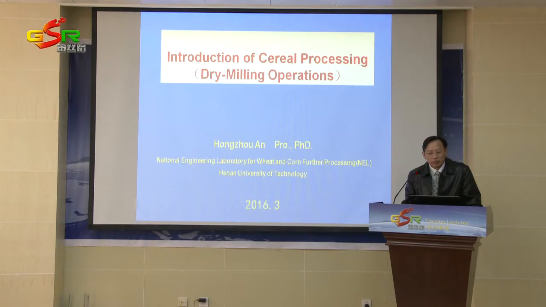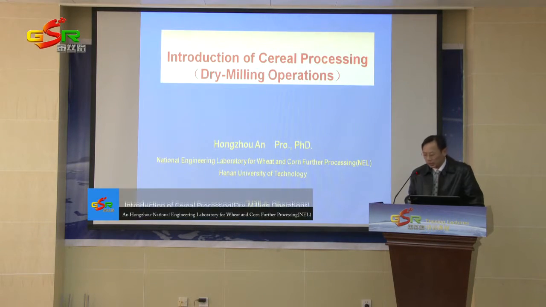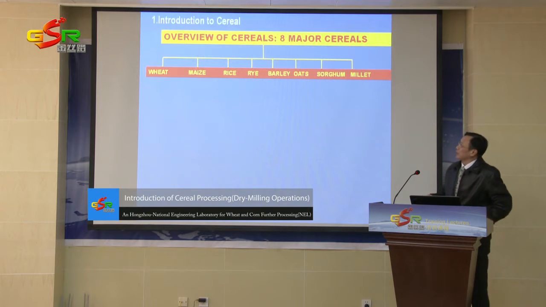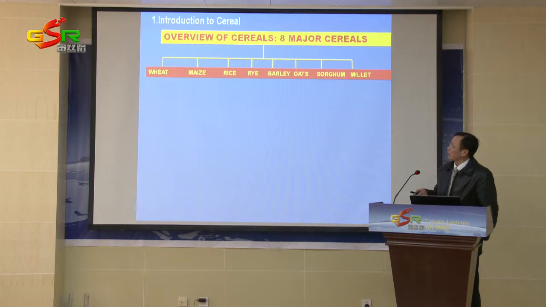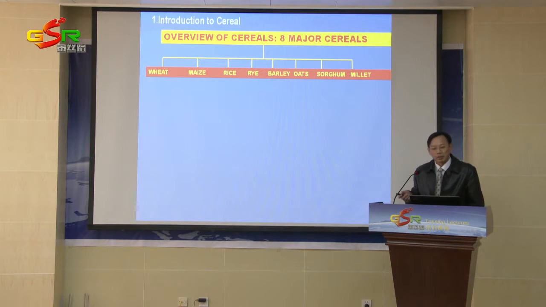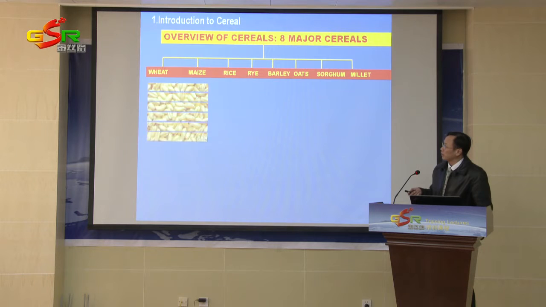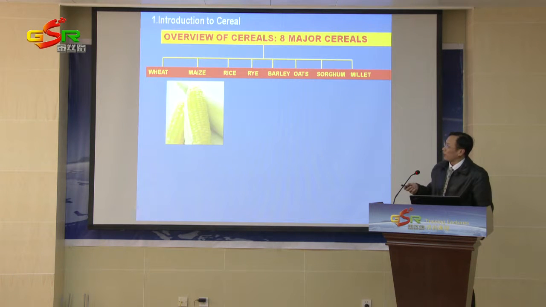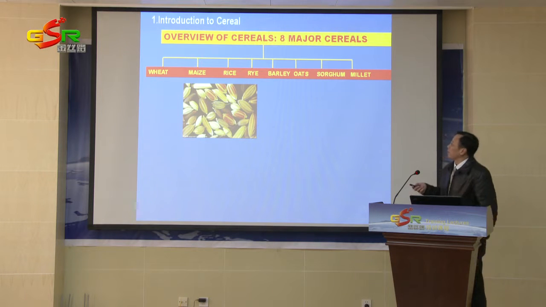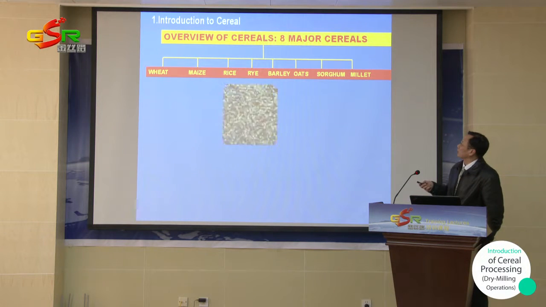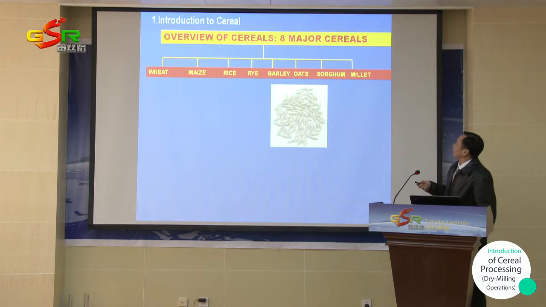About cereal processing. Generally, cereal can be classified as 8 major cereals. They are wheat, maize, rice, rye, barley, oats, sorghum, and millet.